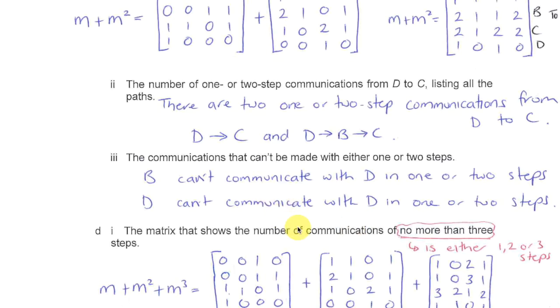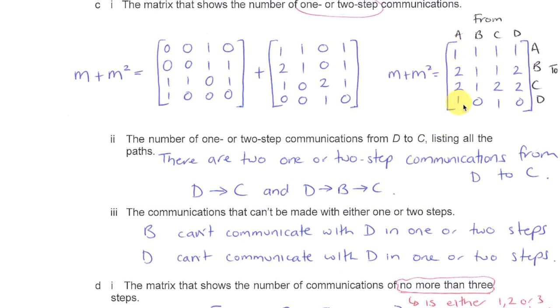And then what we're asked to do is take a look at the communications that can't be made with either one or two steps. So if a communication can be made, then what we should be seeing is that there is a number in that particular position in the matrix. So we've got numbers everywhere, but we've got a couple of zeros. So that means that from B, we can't get to D in either a one-step or a two-step communication. Also, there's a zero down here. So if we start at D, we can't get back to D in one step or two steps.